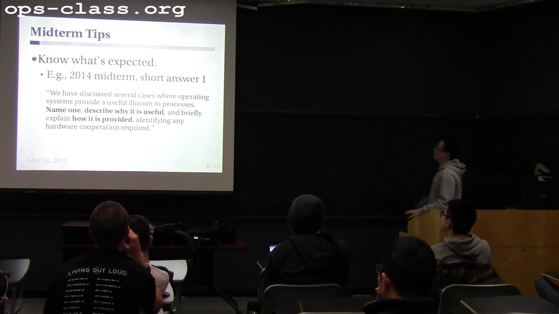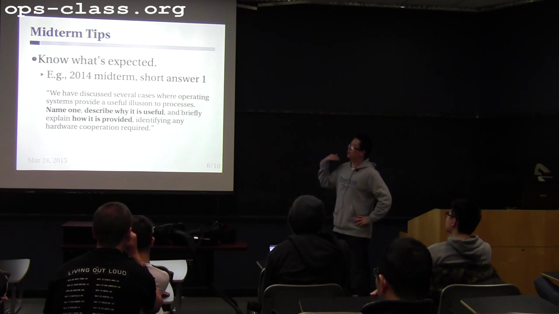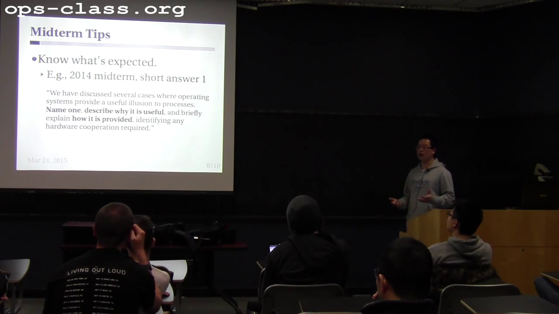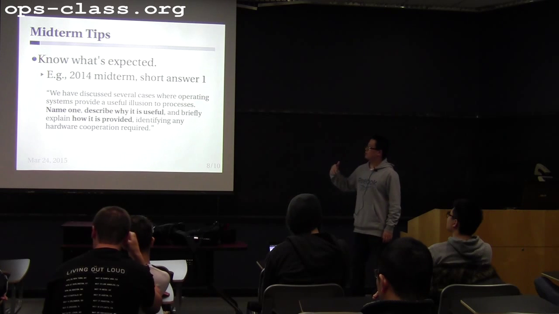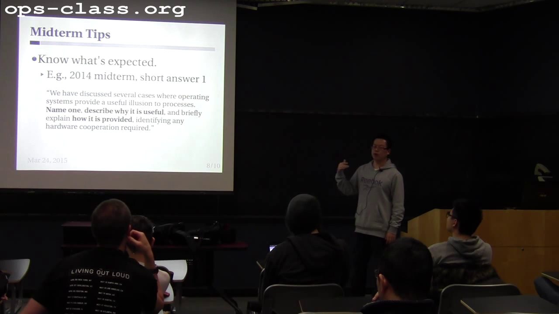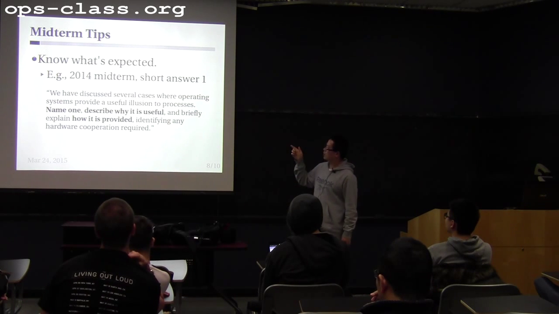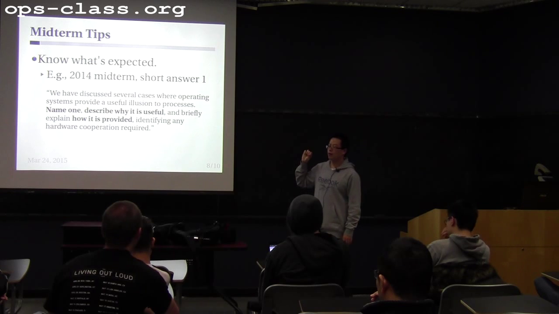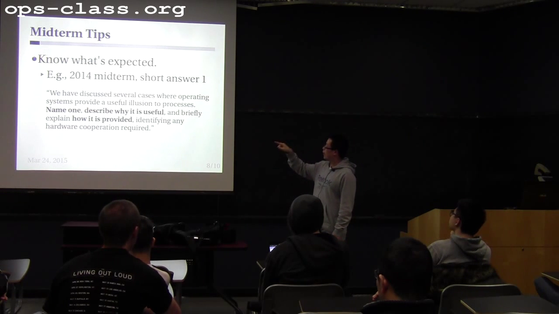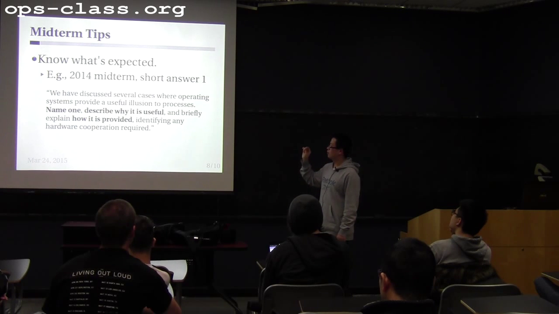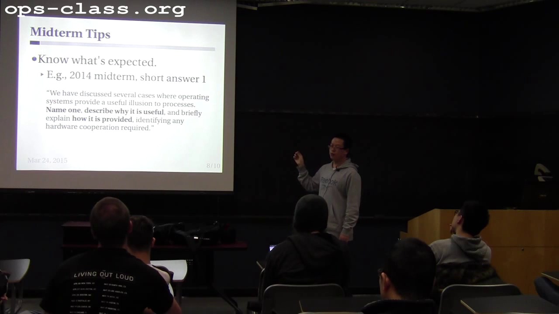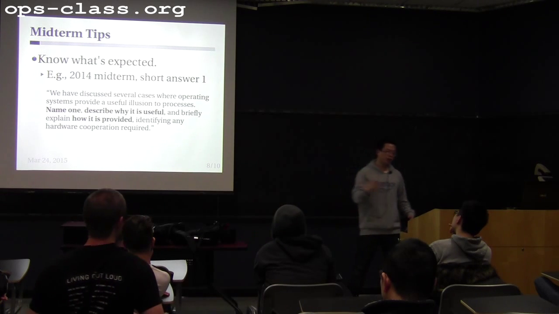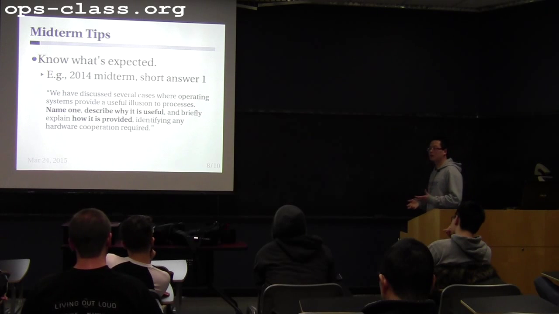So here are some tips for the exam. First of all, the most important tip is that you need to figure out what we expect you to use to answer. For each question, most of the questions state very clearly what you need to answer. For example, this is a short answer question I took from last year's midterm exam. You need to identify the sentences that tell you what to do. So here, you need to name one of the abstractions, that's 1 point, and you need to describe why it's useful, that's 2 points, and you need to explain how it's provided, that's another 2 points. So when you do the exam, you need to know what we expect.